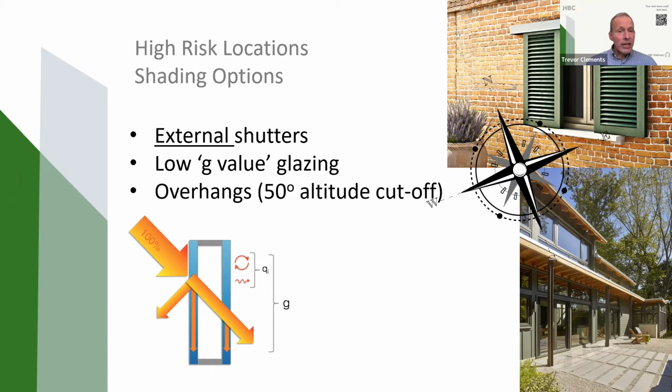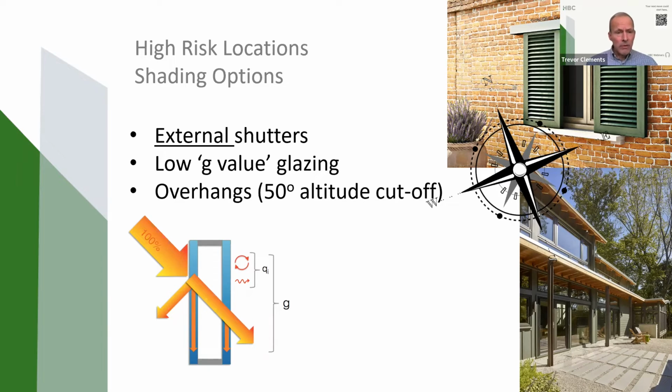And if you do need shading, then there are several options that you see there. You can have shutters that have a means of ventilation built into them. And I should stress that's external shutters, not internal. You can incorporate low G value glazing.